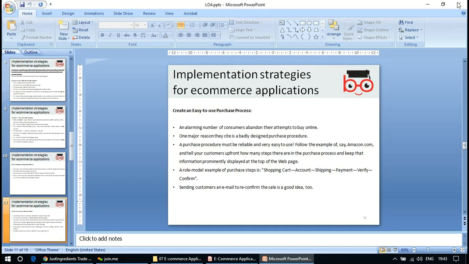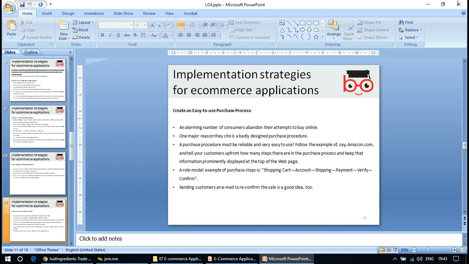Create an easy to use purchase process. Like we discussed last time as well, checking out and adding items in the basket, from browsing to your cart items, everything needs to be easy to use, isn't it? Otherwise people will give up, won't they?